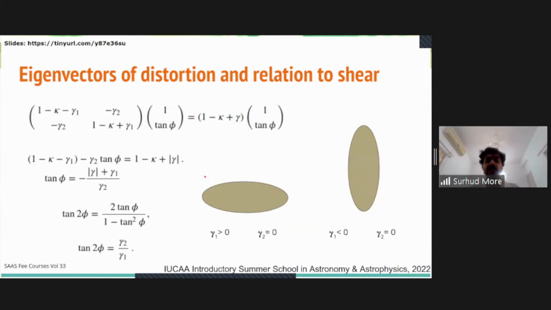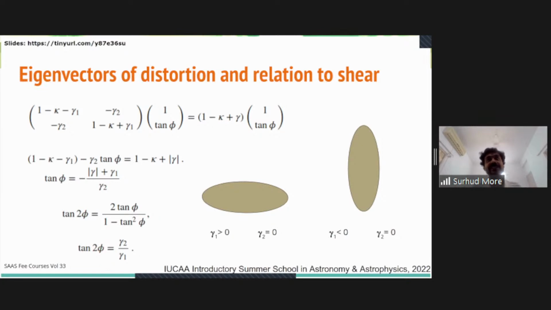So let me give you some flavor of numbers, right? Because it's a little bit non-trivial because it has this 2 phi kind of relation. So it is not a vector, and so it is not easy to visualize sometimes, especially the first time you are hearing it. So let me show you what a galaxy looks like if it has a gamma 1 which is greater than 0 and gamma 2 which is equal to 0.